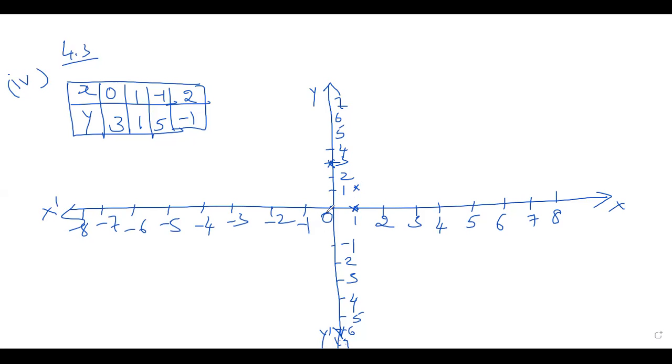x is -1. Come towards x dash. Here we have -1 plus 5. So come up. Here we have +5. Next one is 2, -1. x is 2. It is here. -1. Come down.